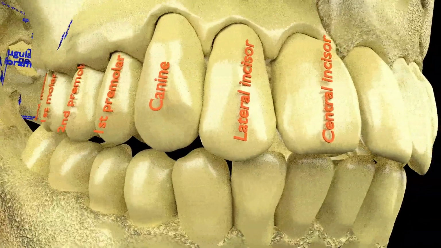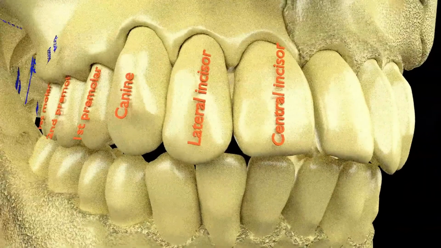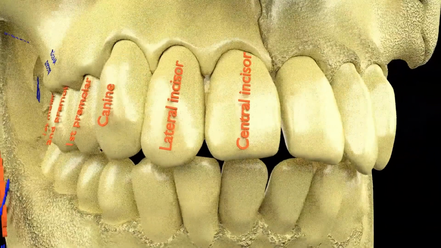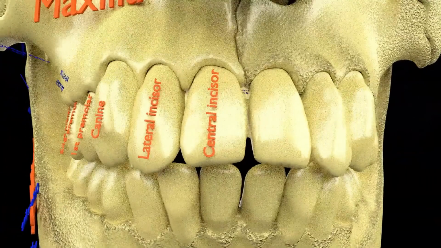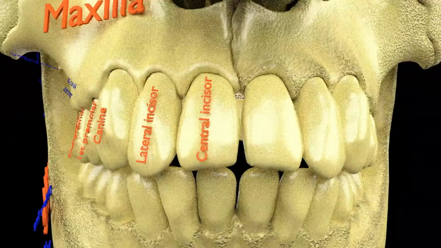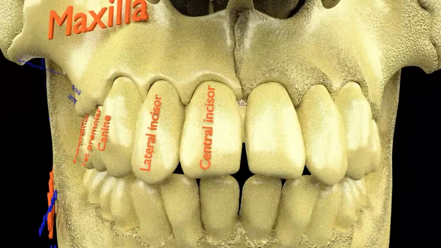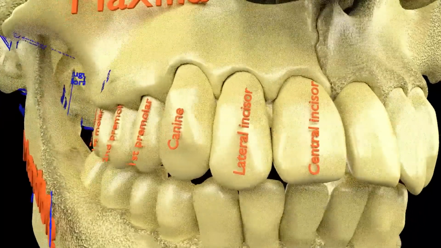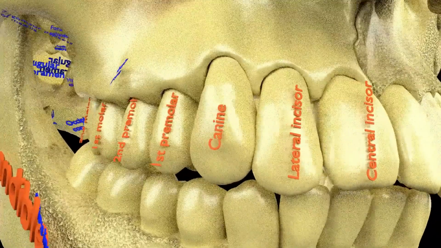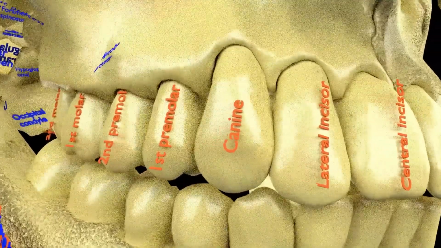Maxilla is the second largest bone of the face. The two maxilla form whole of the upper jaw. All maxillary teeth, that is central incisor, lateral incisor, canine, first and second premolars and molars are seen here attached to maxilla.